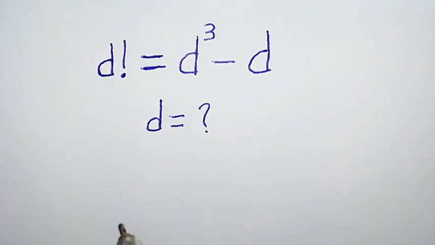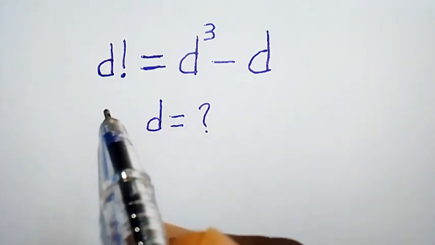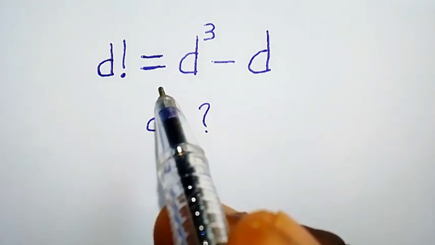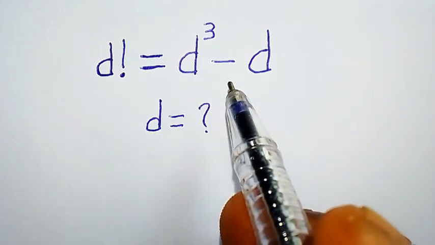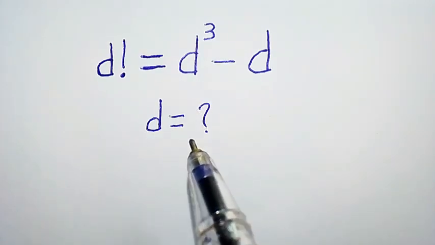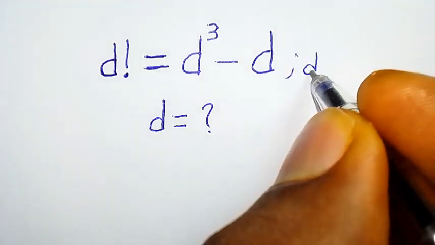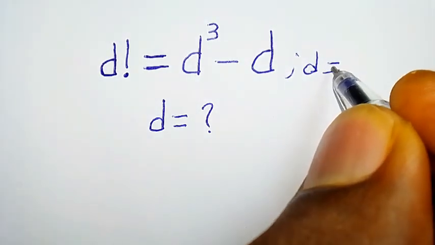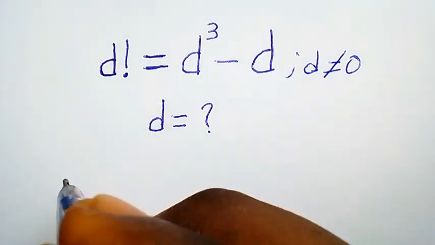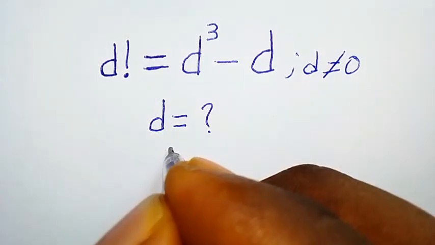Hello, welcome. In this video, we will solve a factorial problem. d factorial equals d to the power of 3 minus d. How do we find the value of d? Before we go ahead with the solution, we have a condition, and our condition is that d is not equal to 0. Now, let us go ahead with the solution.